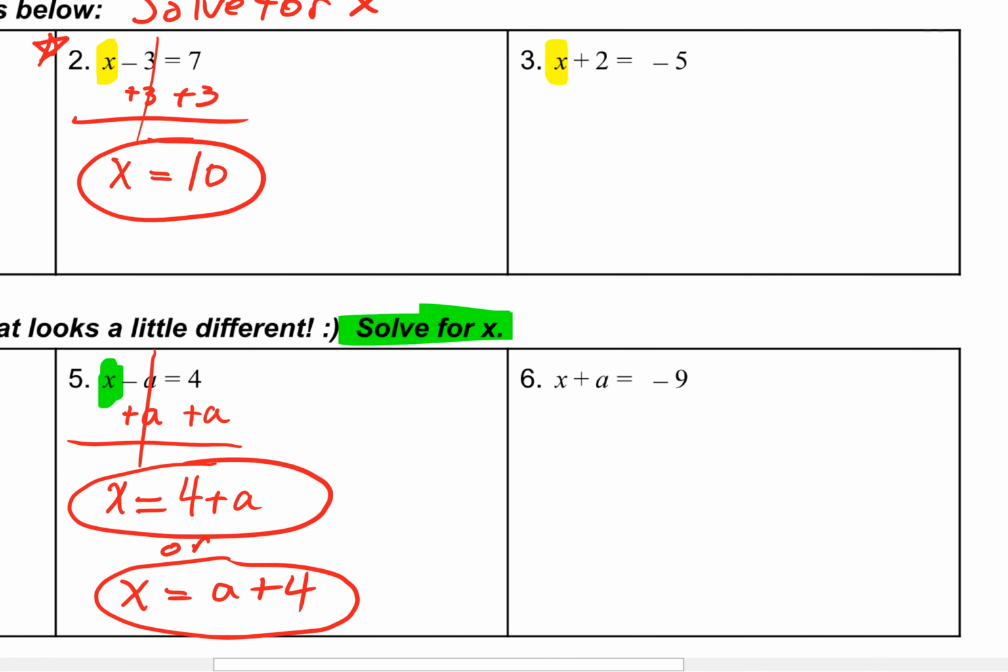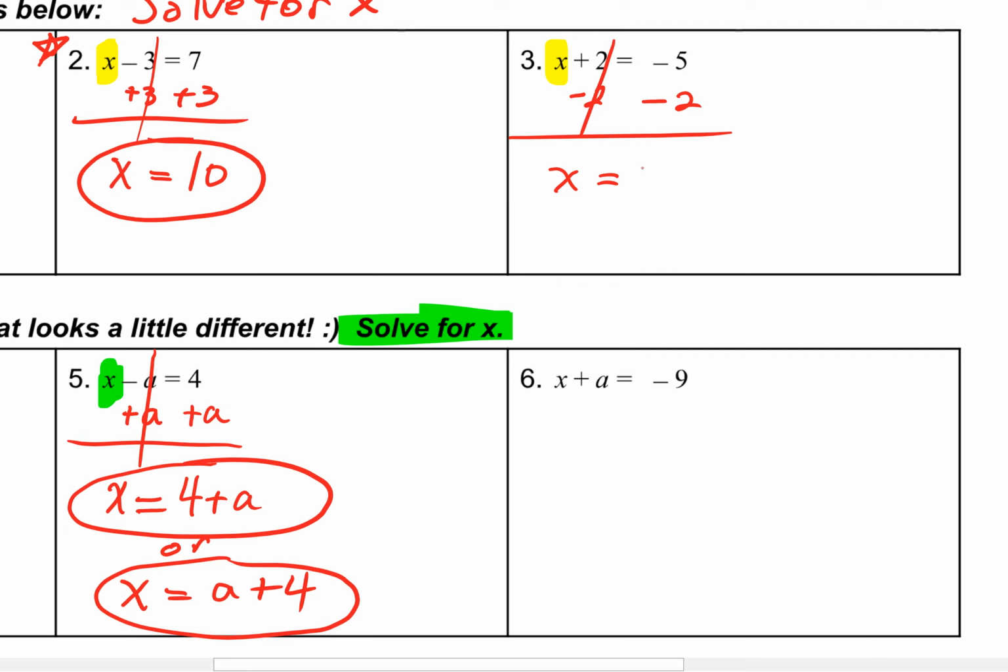We've got x plus 2 is equal to negative 5, and of course we're going to say x isn't alone. I have this addition of 2. What's the opposite of adding 2? Plain and simply, it's subtracting 2.